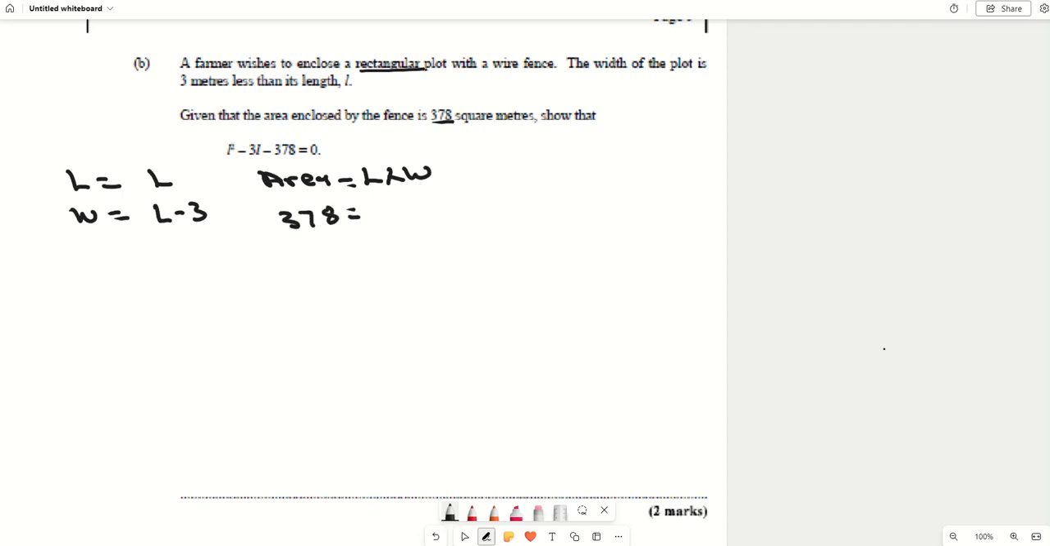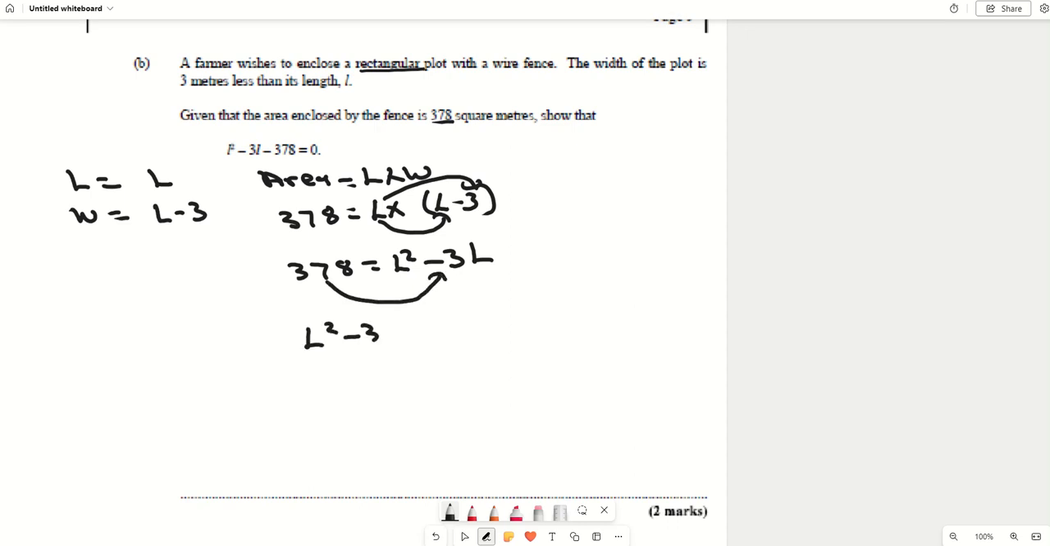So you're going to multiply L by L minus 3. L by L is L squared, so 378 is equal to L squared. And then L by minus 3 would give you minus 3L. We want this to be equal to 0, so you're going to carry this across. So it's going to be L squared minus 3L.